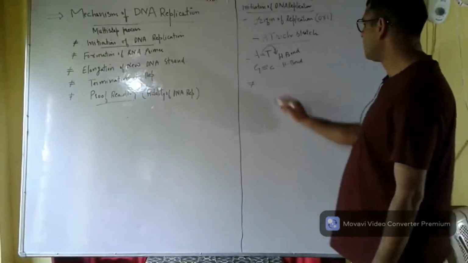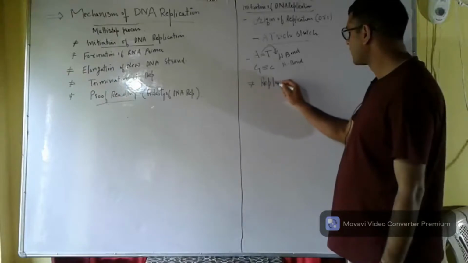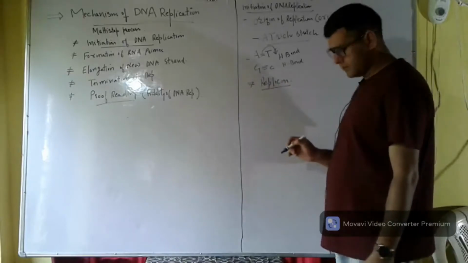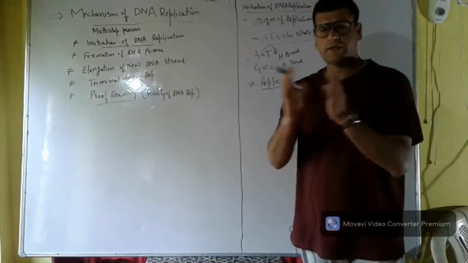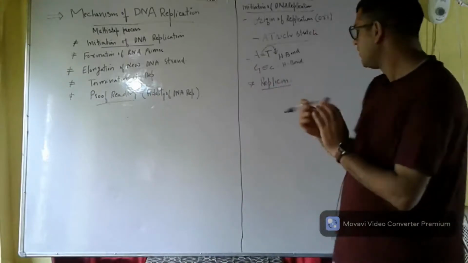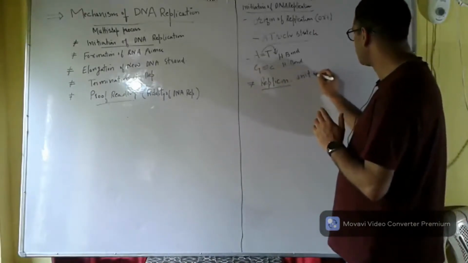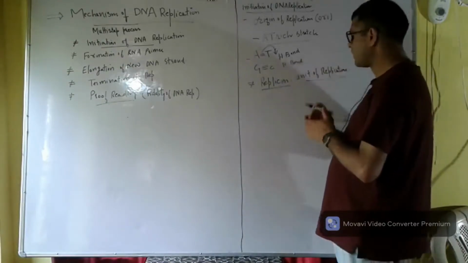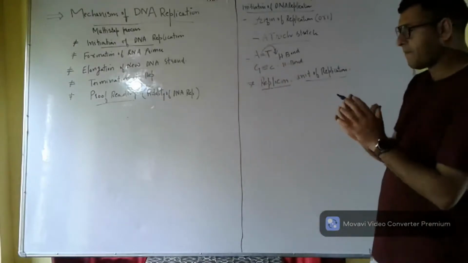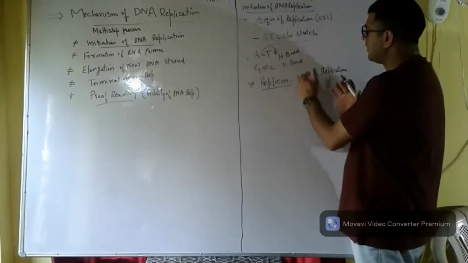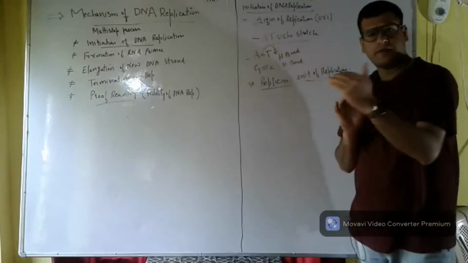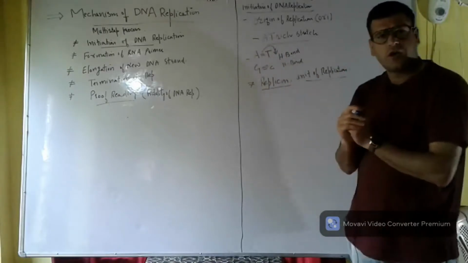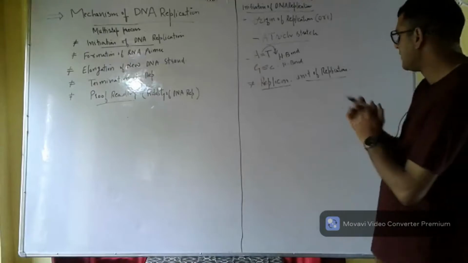So this is what is called a replicon. It is simply the base sequence on a DNA, or we can say it is a unit of replication. This replicon is the base sequence at the ORI site. It starts from the ORI site and proceeds up to the terminus site, and that is called a replicon.